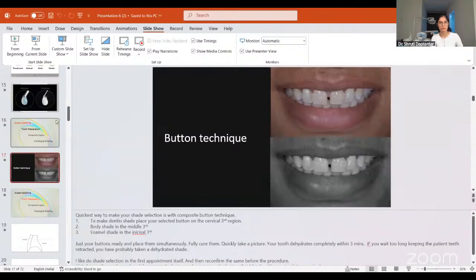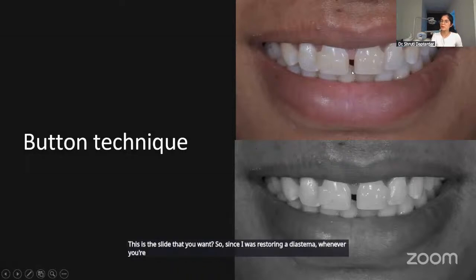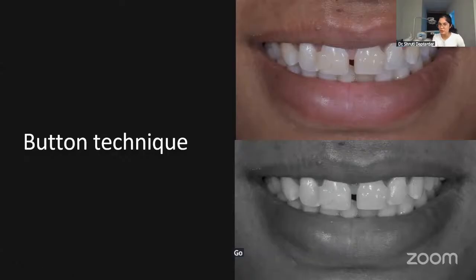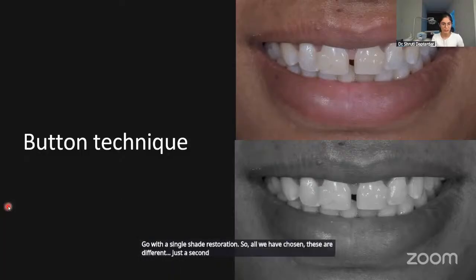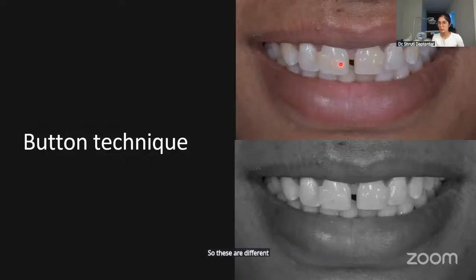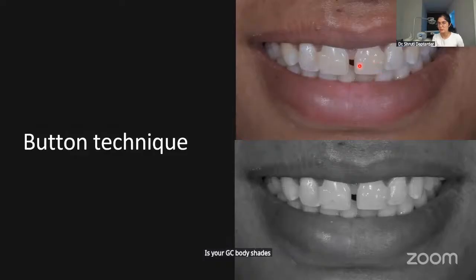Yes, this is the slide that you want. Since I was restoring a diastema, whenever you're restoring a diastema, go with a single shade restoration. These are different body shades from different companies. On this tooth, what we see is your GC body shades, GC A2 and A3, and this is Shofu's A2 and A3.